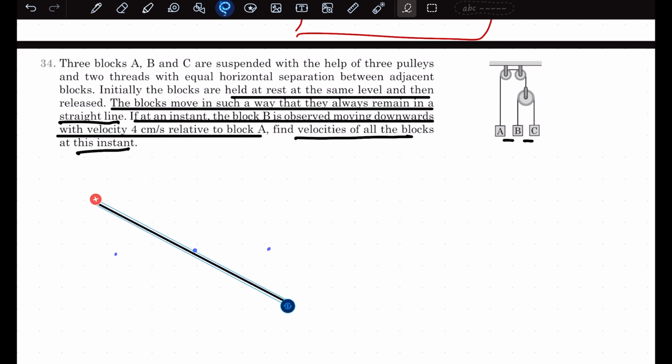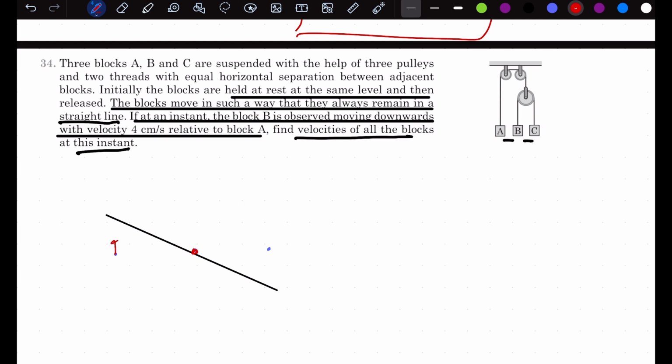It means, of course, B is also going down, but with respect to B, A and C are moving in such a way that they remain in a straight line like this. So what I will do is, I will solve with respect to B. Look, if I take B as a frame of reference for this question, if the velocity of A with respect to B is something, the same velocity will be there for C with respect to B, but in the opposite direction. Velocity of C with respect to B will also be the same.